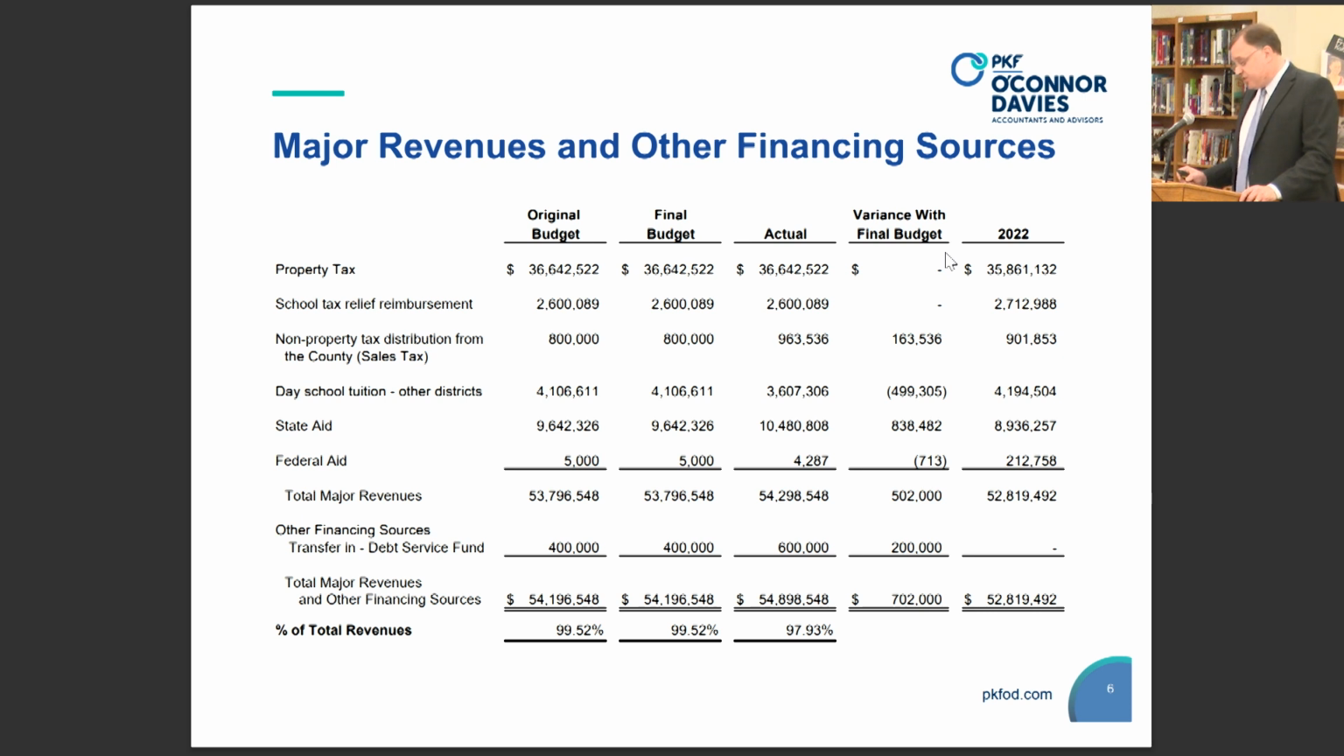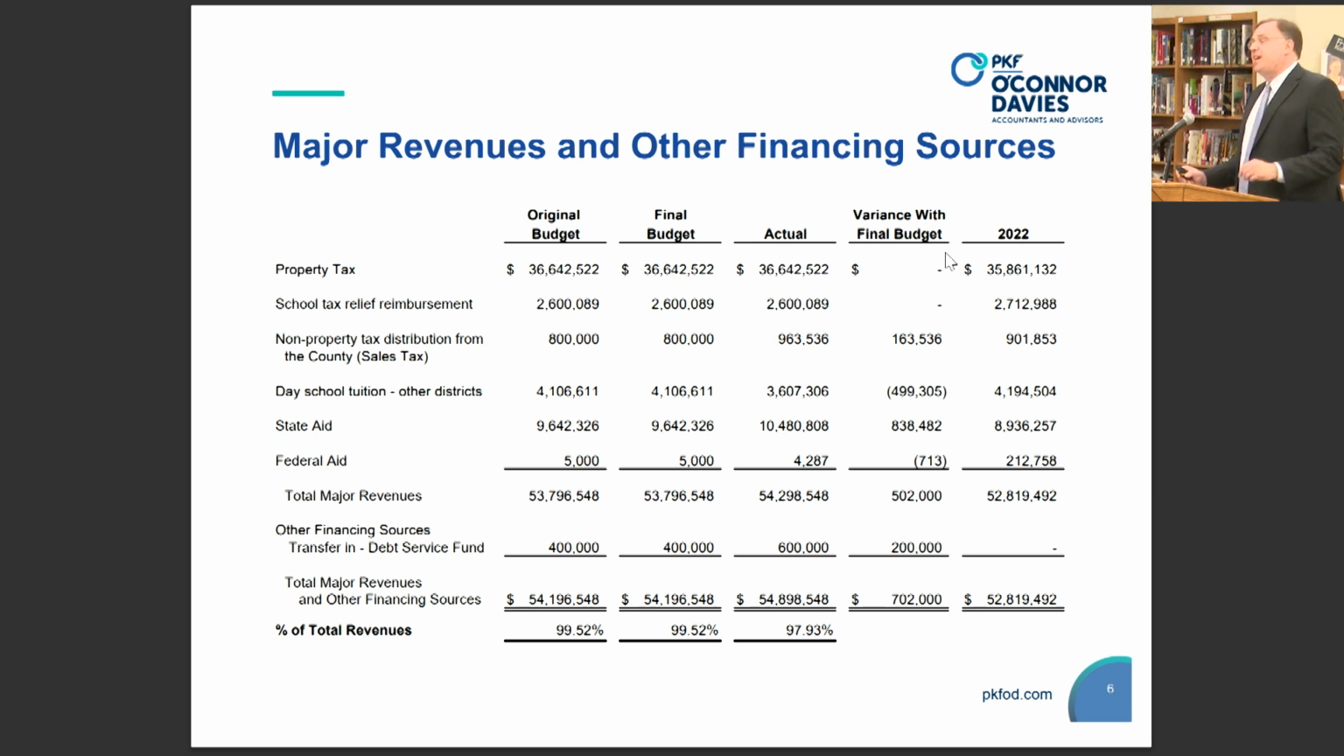The second line is the STAR money. So this is the money that is credited on homeowners' tax bills for those who qualify for the STAR payment to help reduce their property tax. So this money was paid to the school by New York State. So overall, if you take the two numbers, it was about 39.2 million was your property tax levy for this fiscal year. Then there's the non-property tax distribution, which is the sales tax distribution.